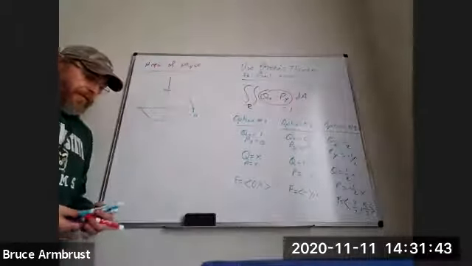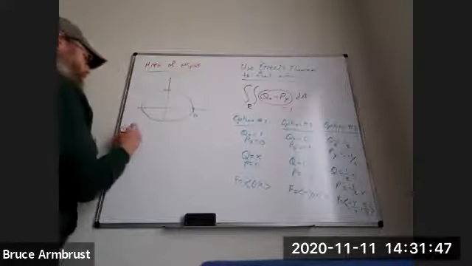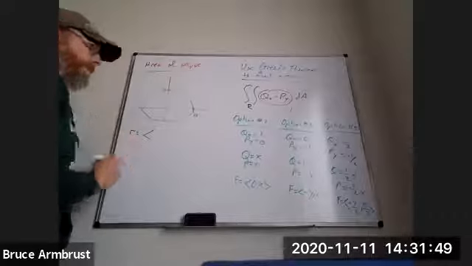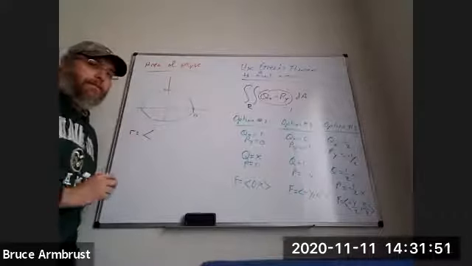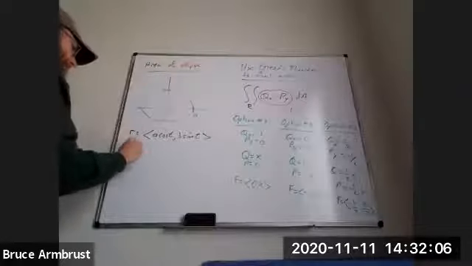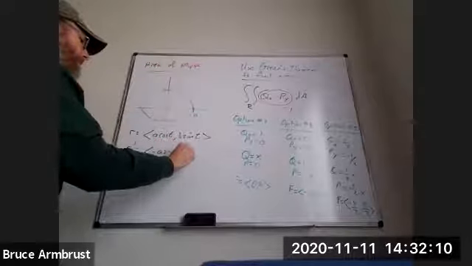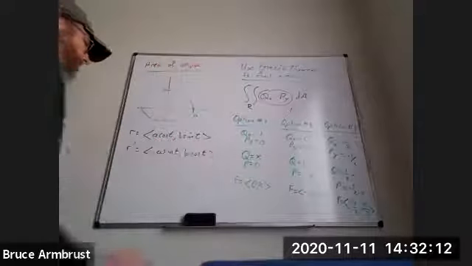Okay, so do you remember the parameterization for an ellipse? A cosine t, b sine t. All right, beautiful. So if we look at r prime, that's going to be minus a sine t, b cosine t.